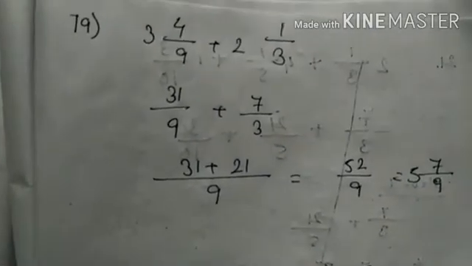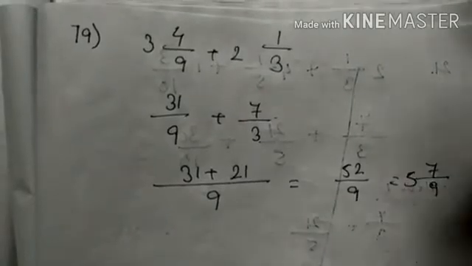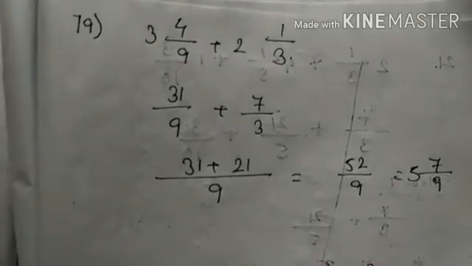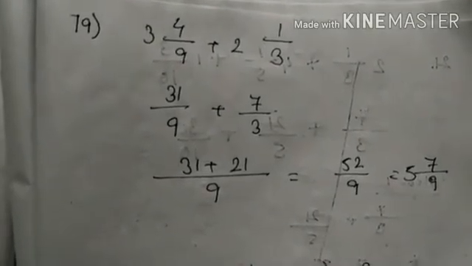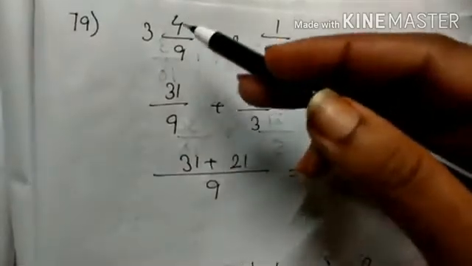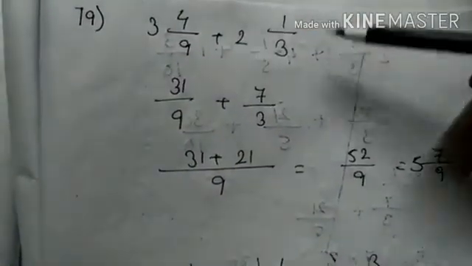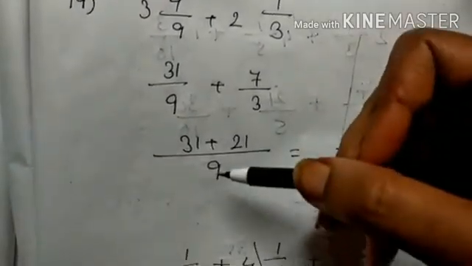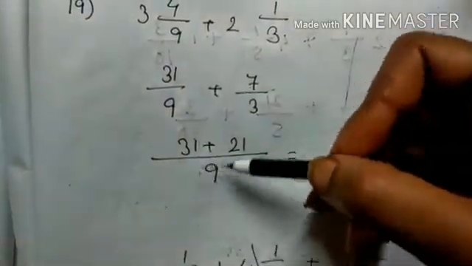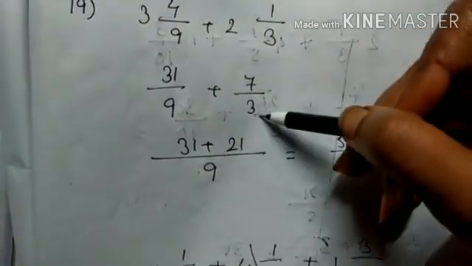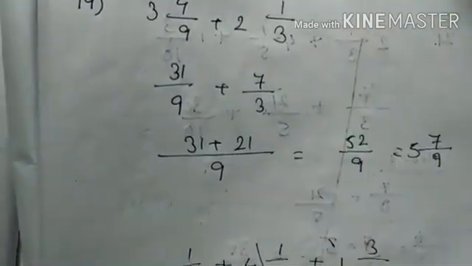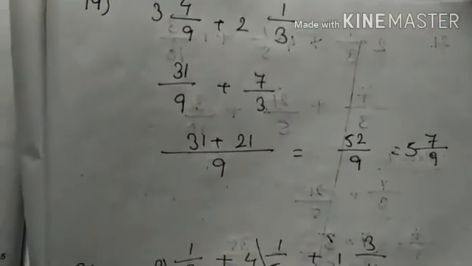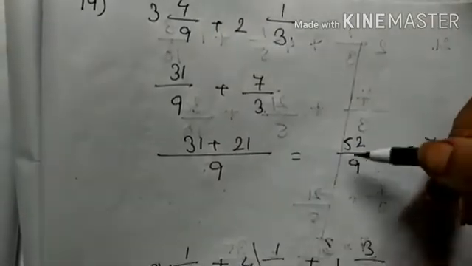Now number 19. The numbers are in mixed fractions, so convert into improper fractions first. 31 by 9: 9 3s are 27, 27 plus 4, 31. Then 3 2s are 6, 6 plus 1, 7. Now take the LCM 9. 9 by 9 is 1. So 31 plus, then 9 divided by 3 is 3, 7 3s are 21. 31 plus 21 is 52 by 9.